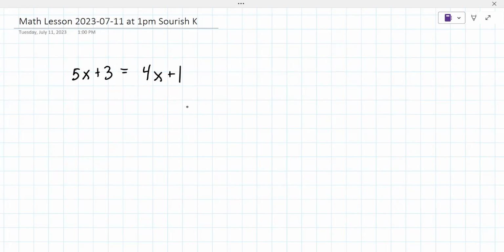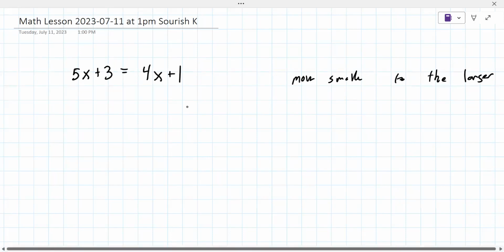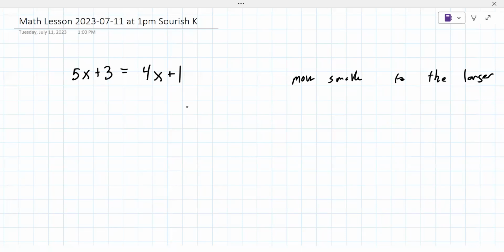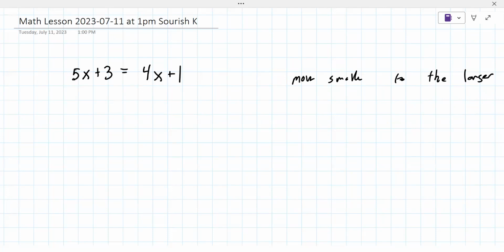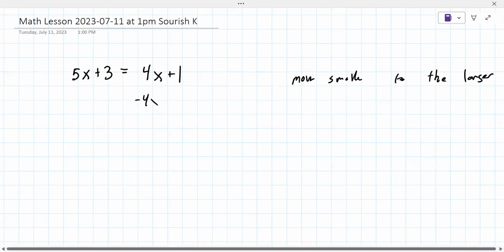So remember, to solve this, we move from the smaller to the larger. Which way do we move? Do we move the 5x to the 4x or the 4x to the 5x? 5x to 4x. Okay, see, that's not smaller though. The smaller is the 4x to 5x. So you're going to subtract 4x from both sides. So that becomes x plus 3 equals 1.